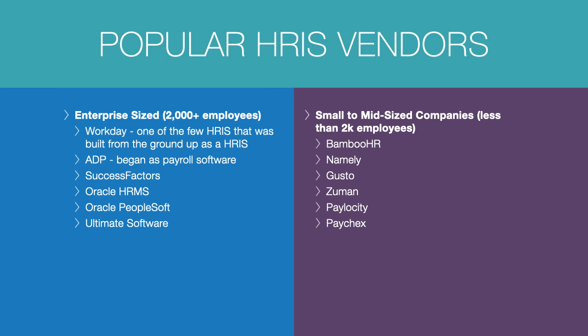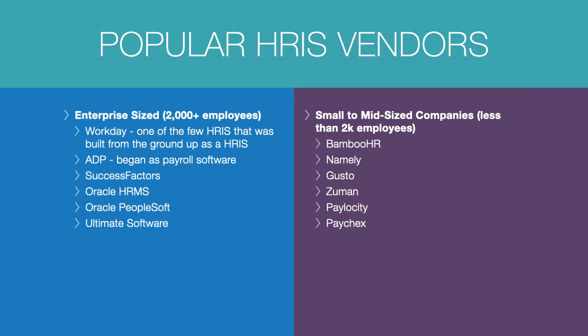That's because the two founders of Workday are also the two founders of one of the first really innovative HRIS products, which was PeopleSoft, which was bought by Oracle. So their focus is definitely more HR centered in terms of how their product works. ADP, again, began as a payroll software. SuccessFactors, Oracle HRMS, Oracle PeopleSoft, Ultimate Software, these are all vendors that really focus on the enterprise market.